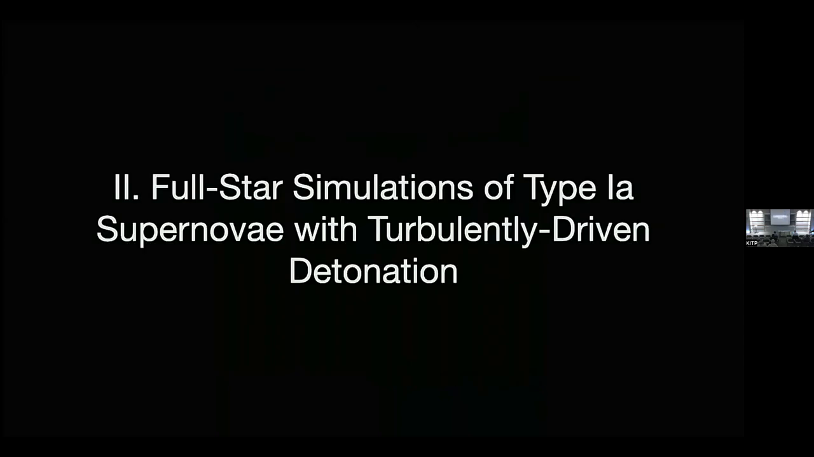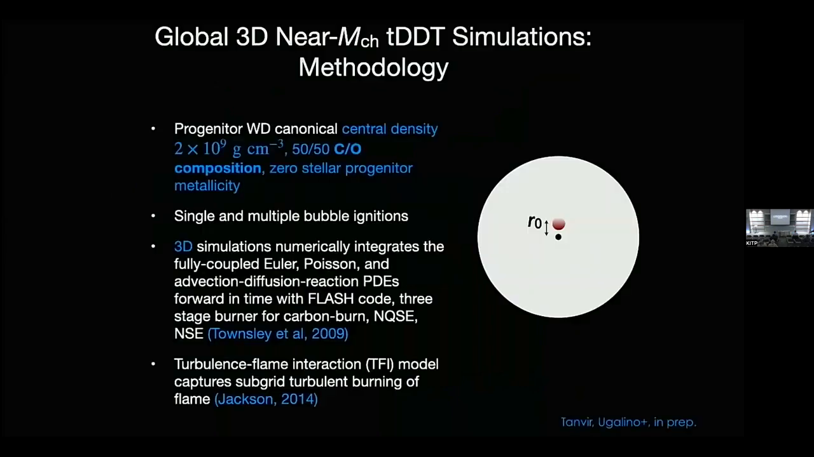Okay, so on to the very last part of this talk, which is incorporating this new first-principles understanding of an unconfined deflagration-to-detonation transition into full-star simulations of type Ia supernovae. The global three-dimensional simulations that I'll be presenting in a second begin with a white dwarf near the Chandrasekhar mass with some ignition point slightly offset. In some cases, we also looked at multiple ignition points.